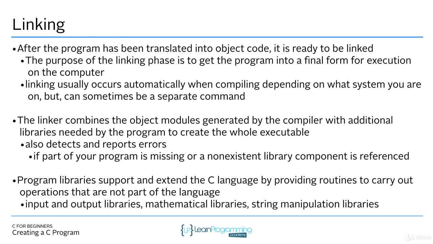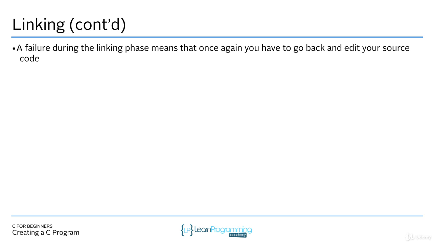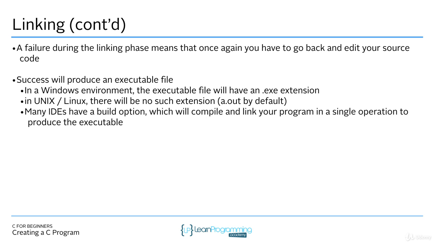This happens as part of the linking phase. A failure during the linking phase means that once again, you have to go back and edit your source code to make sure that you can find that object file. A lot of the failures usually mean that you just need to include a file or something like that. This will become second nature as well. If you're done compiling successfully and you're done linking successfully, that will produce an executable file. In a Windows environment, the executable file will have a .exe extension. In Linux, it will just have a.out by default.